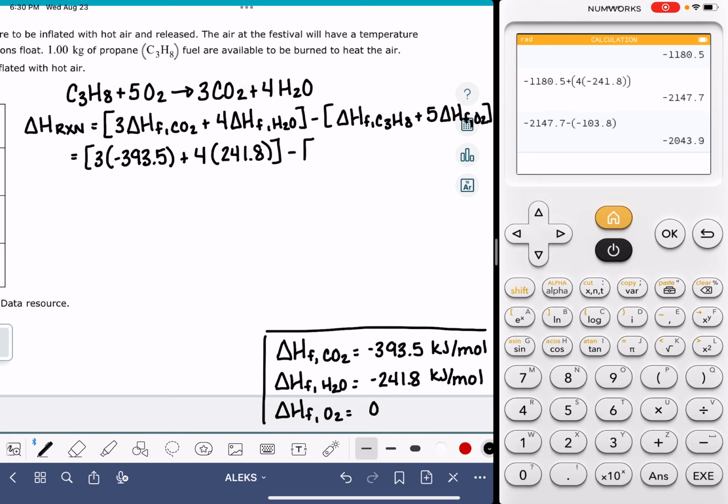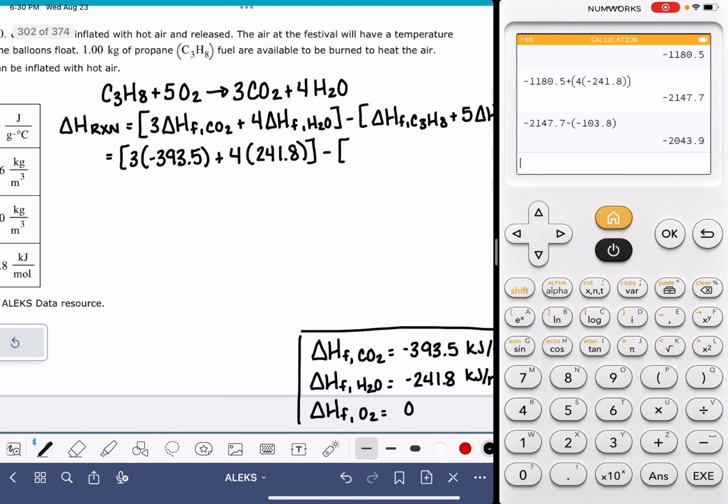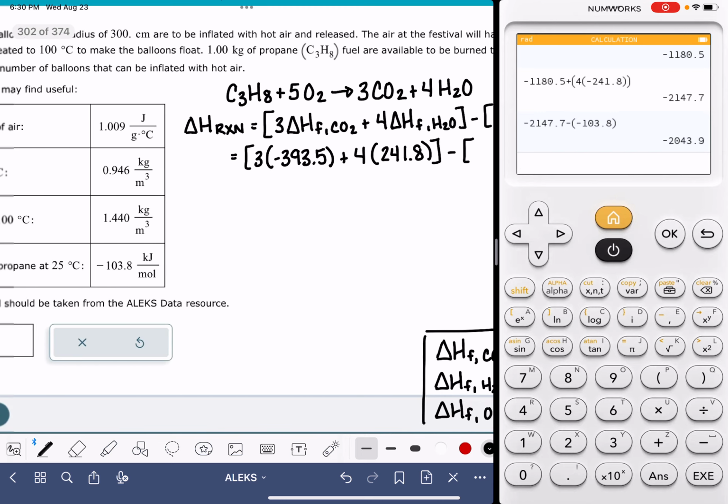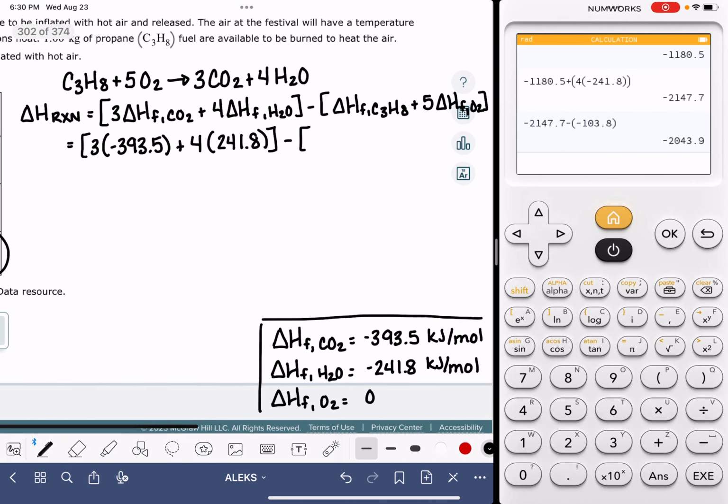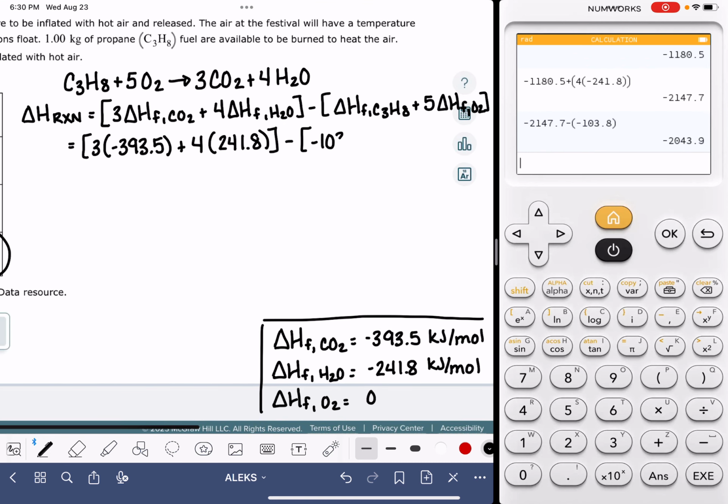And then for our reactants, 1 times the enthalpy of formation of C3H8, that is negative 103.8. That's from our data table in the problem, negative 103.8. And the enthalpy of formation of O2 is just 0. And then let's go ahead and calculate this.